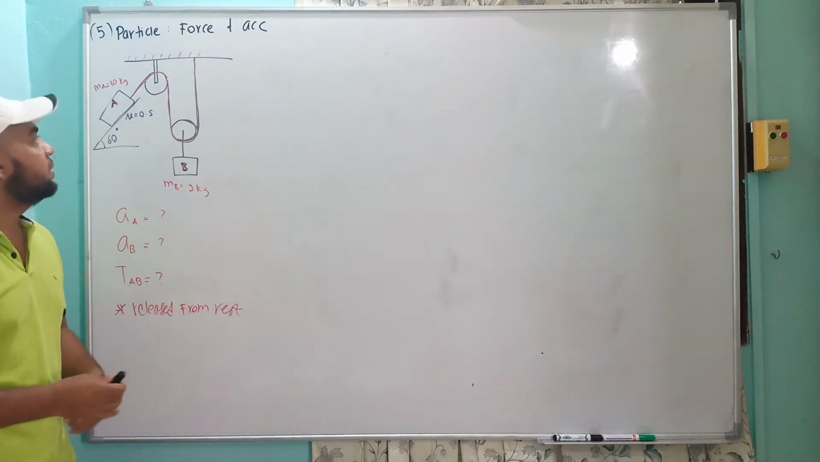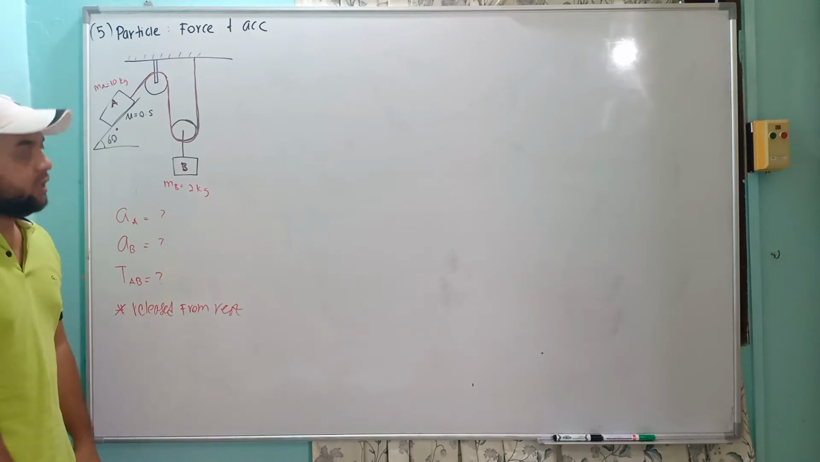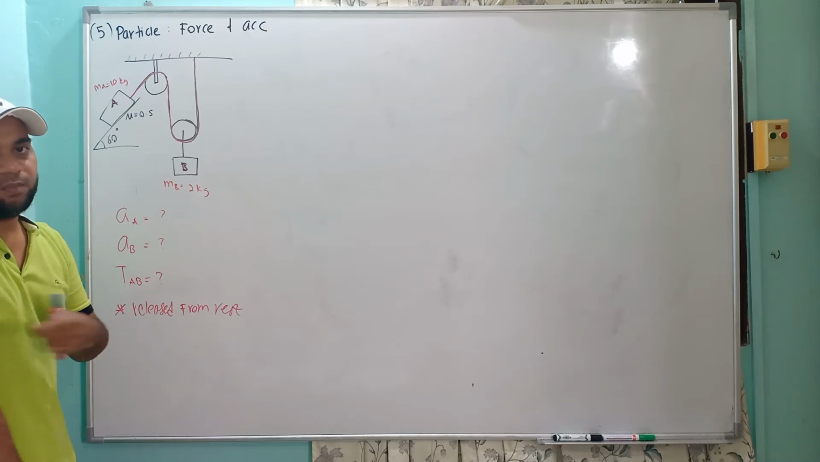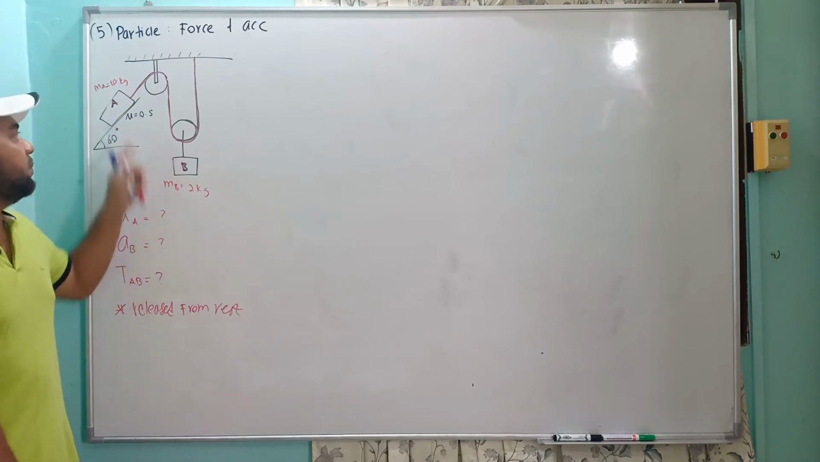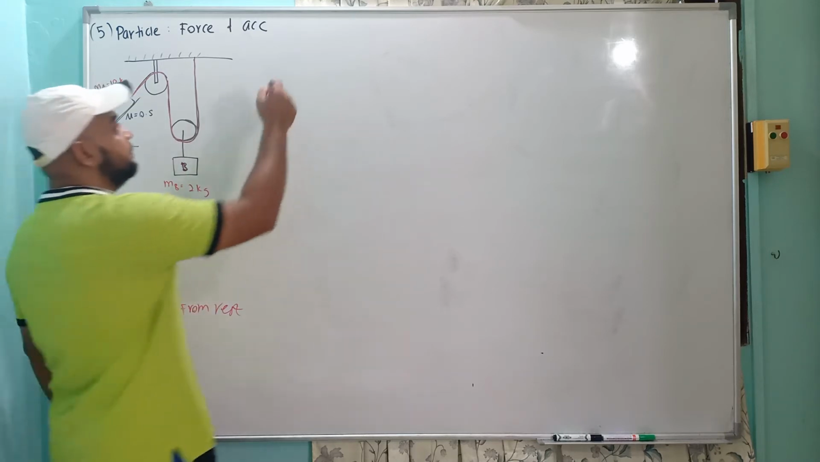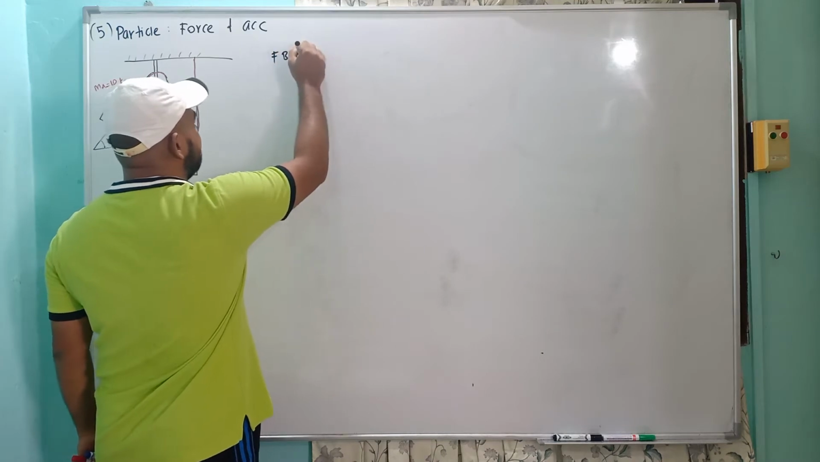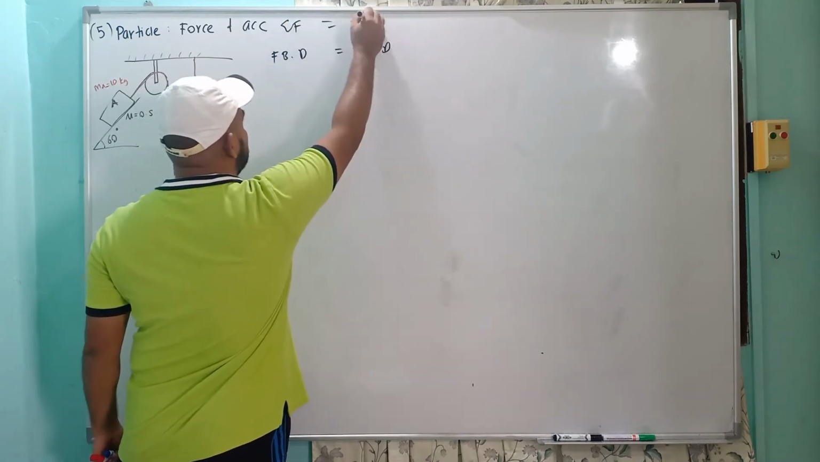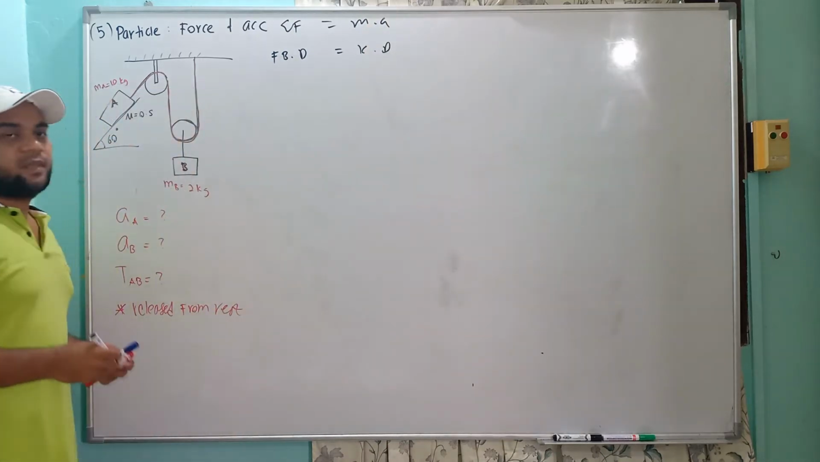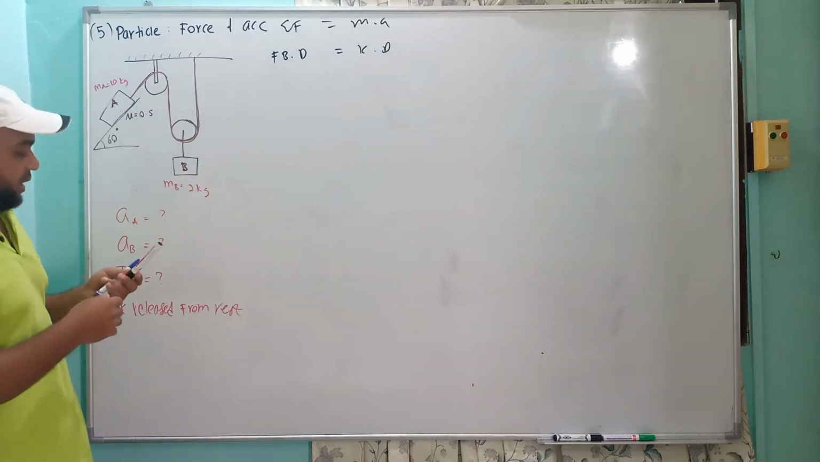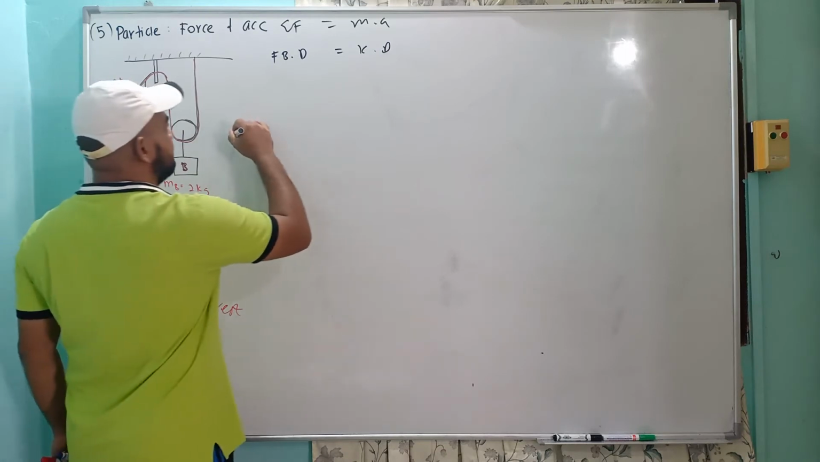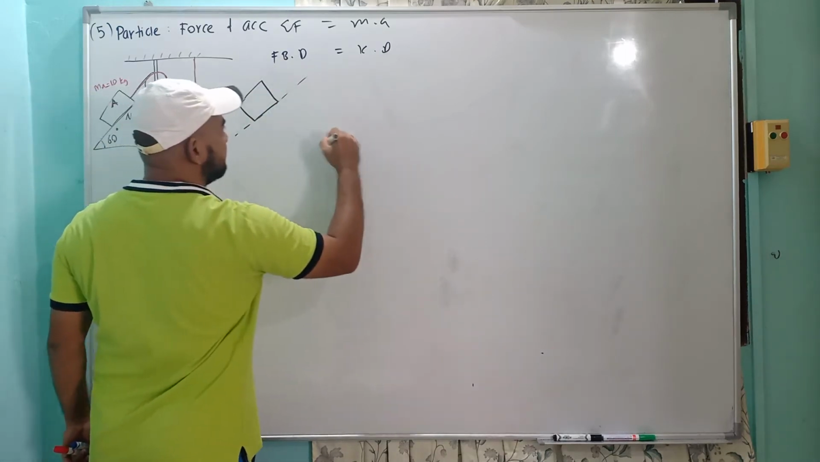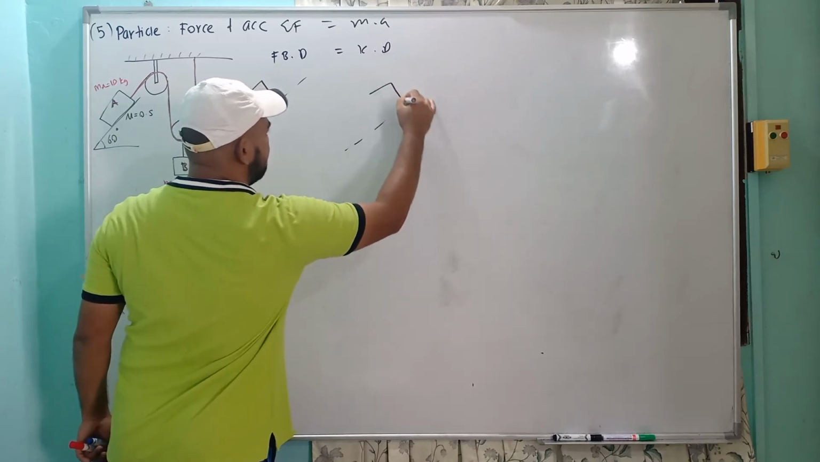First things first, we have two components, so we have to analyze two different parts. We start with point A: free body diagram equals kinetic diagram, sigma F equals ma. So point A first. We detach the component that we want to analyze and draw the free body diagram and kinetic diagram here.